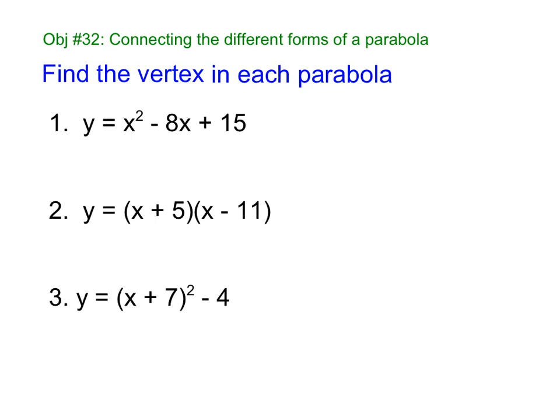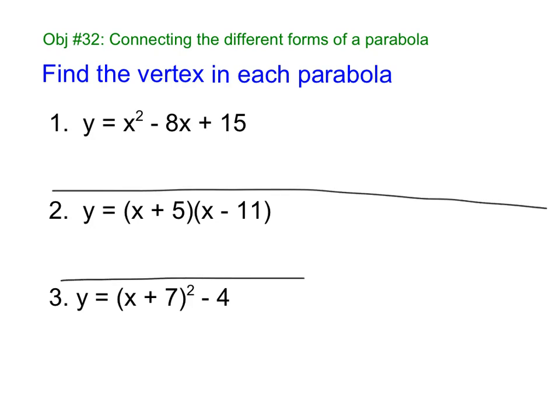Okay, so now I want you to find the vertex of each parabola. We have different methods for each of these. So pause the video and find your vertex. All right, so number 1, to find the vertex, we're going to do negative b over 2a.